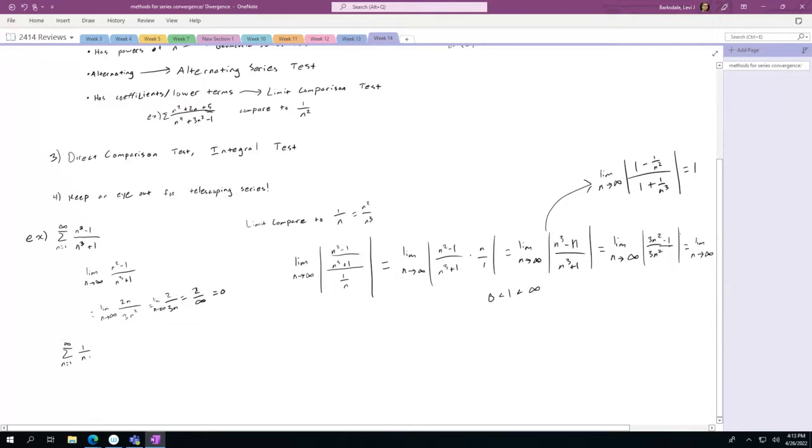Now, does 1 over n converge or diverge? Because it gives you 0. Right, this one diverges. By which test? It could be p-series as well. Right, by p-series test is the most common. So, because we limit compared it to this series, n squared minus 1 over n cubed plus 1, this one would diverge by limit comparison.